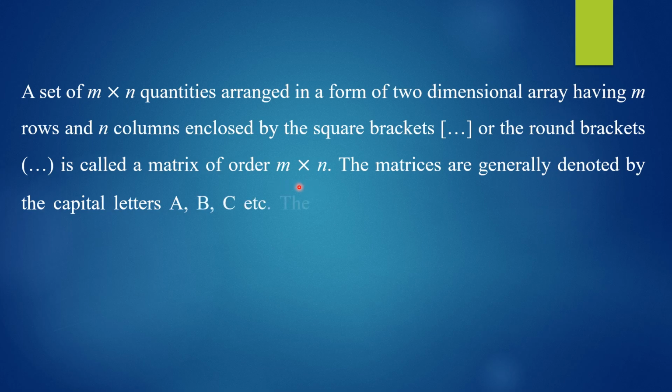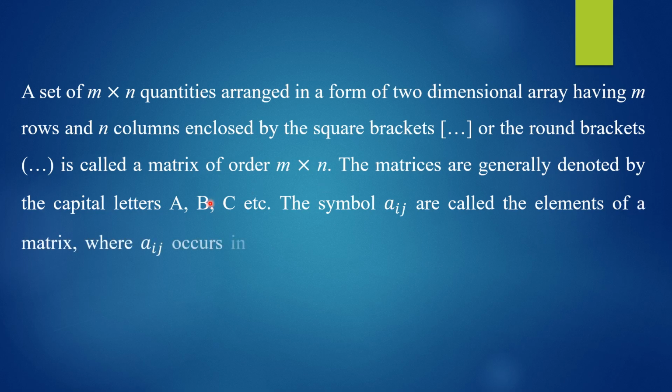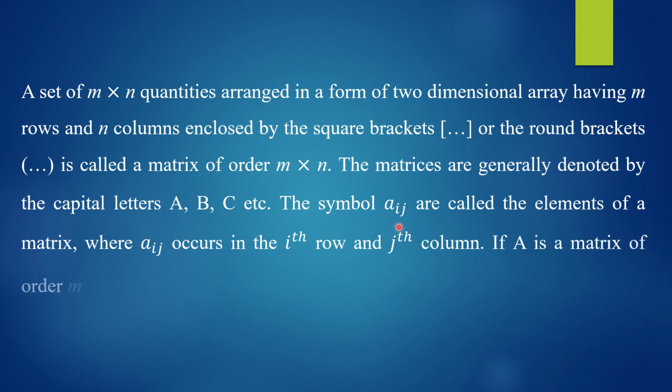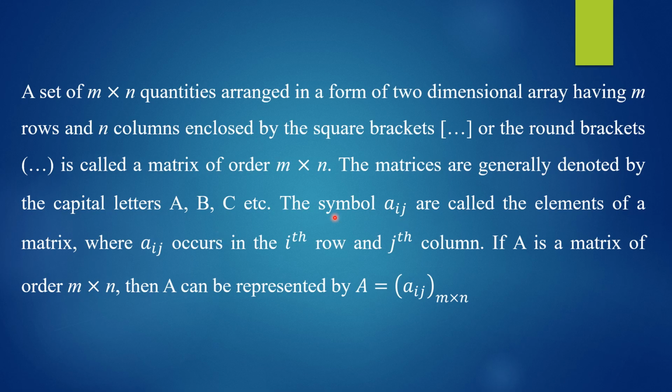We should read this as m by n. Okay, the matrices are generally denoted by the capital letters of the English alphabet A, B, C, and so on, and the symbol Aij is used to denote the element of a matrix. Element means the entries of a matrix. Here Aij is the address of the element we are to write inside a matrix, and that will be in the i-th row and j-th column. I will discuss thoroughly what is a row and what is a column in the next part of this video.